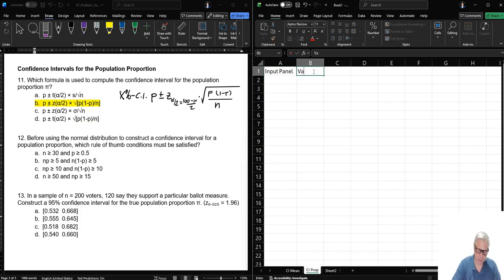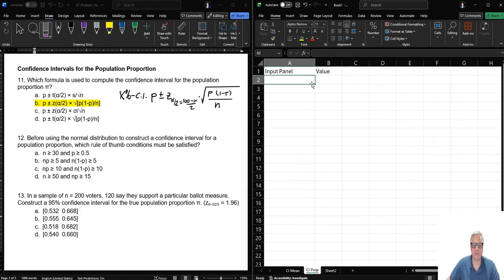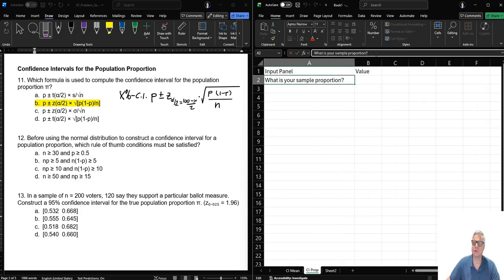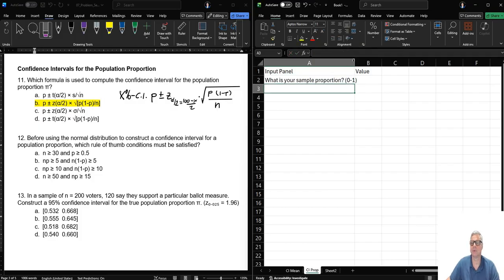And we have again a value. So what do we need to ask the individual user? So the first question is, what is your sample proportion? And if you want to be very accurate, you can put in parentheses, between 0 and 1.